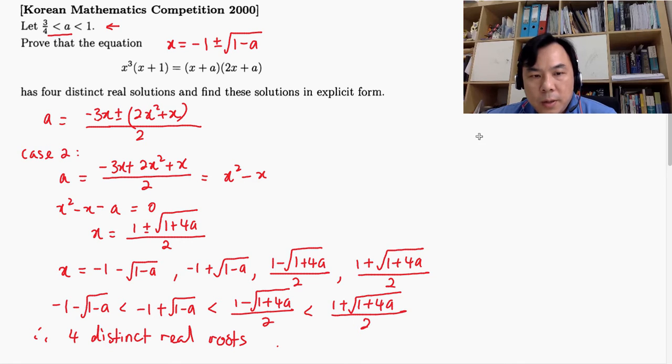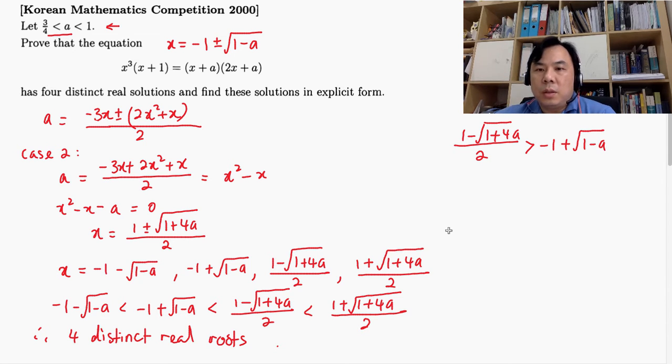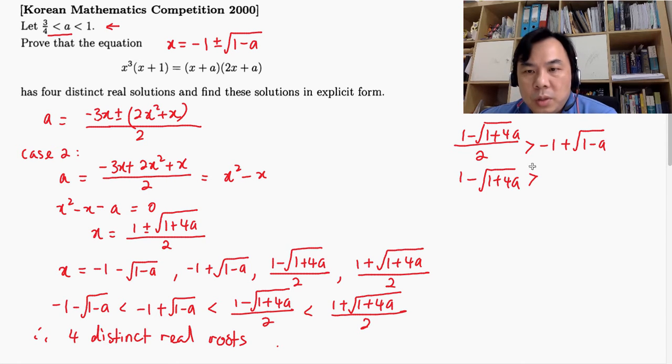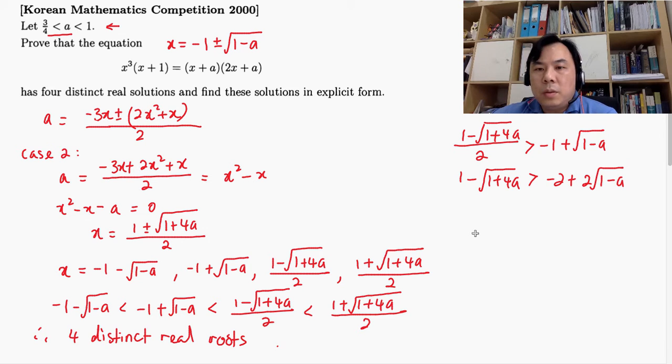So we also notice that 1 minus 1 plus 4a, divided by 2 is greater than negative 1 plus 1 minus a here. Okay, so that's what happened. Now we can try to simplify this. Let me give you a try, see whether it works or not. If it's not, we're going to choose a second option here. So, all right, and then finally I will have there's a 3 more than a 2, 1 minus here.